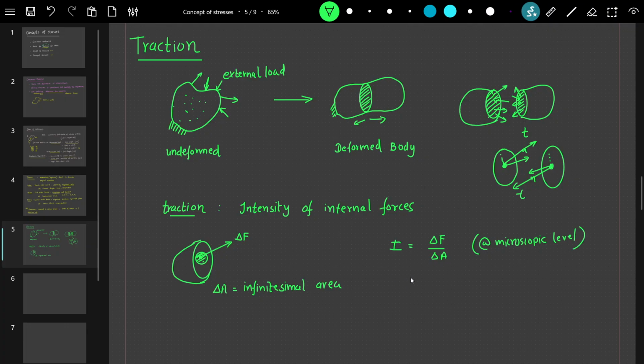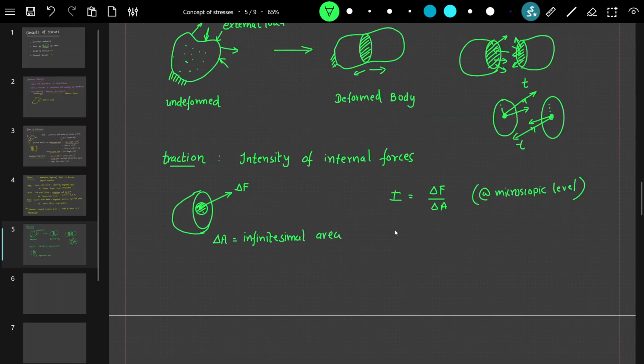But we are always interested in the macroscopic level. So when we put a limit that this area becomes zero, then it becomes a point, right? So when we say this infinitesimal area delta A tends to zero, this will become a point. So delta F by delta A, and this is our traction. This is called traction.